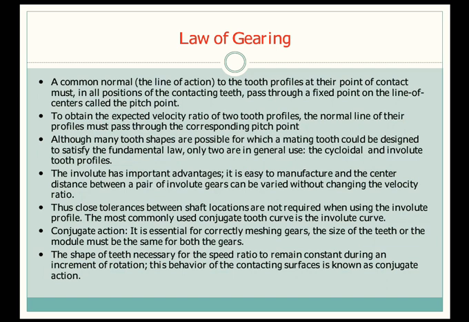Conjugate action is essential for correctly meshing gears. The size of the teeth, or the module, must be the same for both gears. The shape of teeth is necessary for the speed ratio to remain constant during an increment of rotation. This behavior of the contacting surfaces is known as conjugate action.